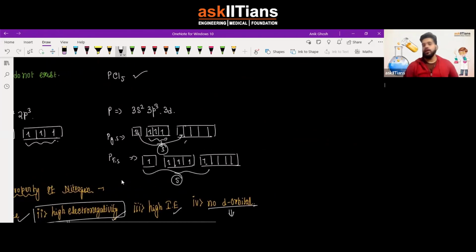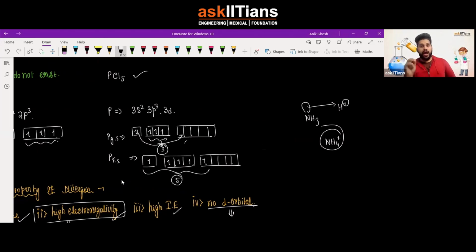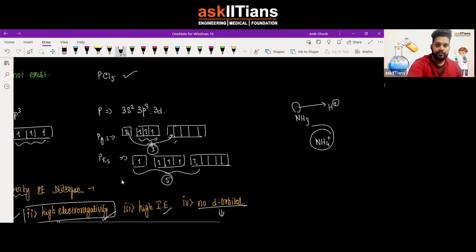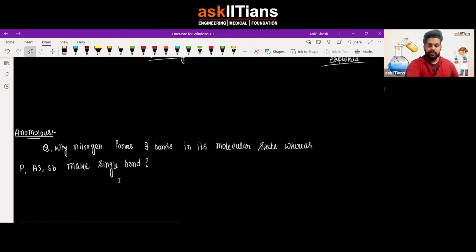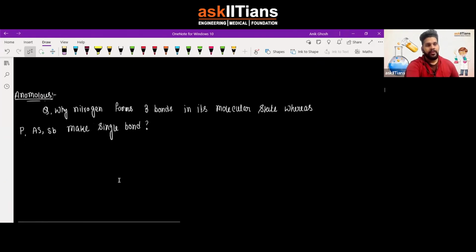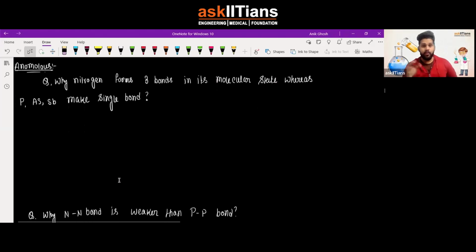as 4. How? Because if I talk about ammonia, it can react with another molecule to make ammonium, NH4 plus. So the highest valency of nitrogen is 4, not 3. 3 is the covalency. Fourth one is coordinate covalency. Okay, like that. Now, let's see what are anomalous properties. Because of these reasons, what are anomalous properties do we see for nitrogen?